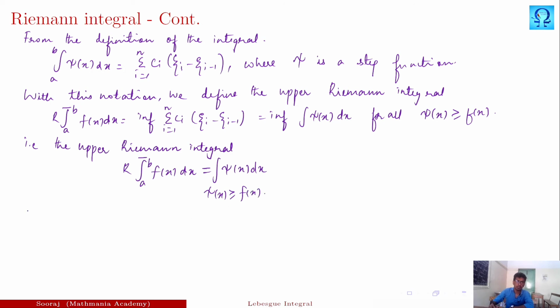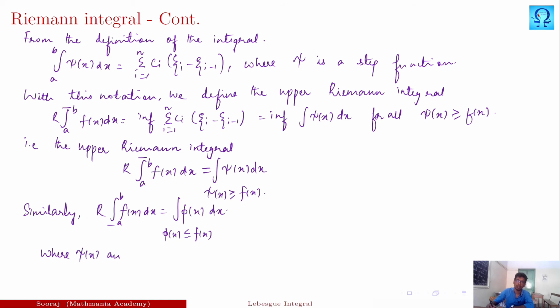Similarly, one can define the lower Riemann integral of this function as the supremum of the integral of phi of x dx with phi of x smaller than or equal to f of x. Here this psi of x and phi of x are step functions.